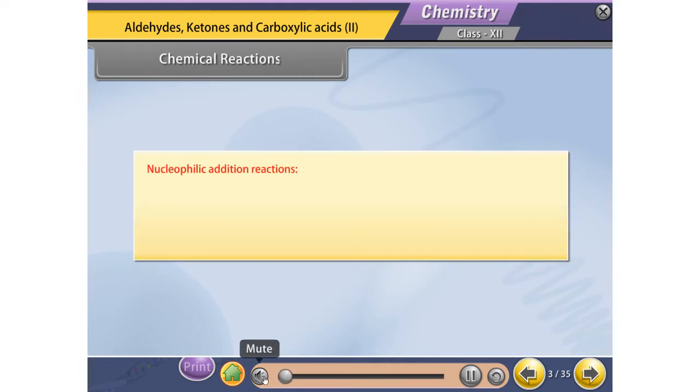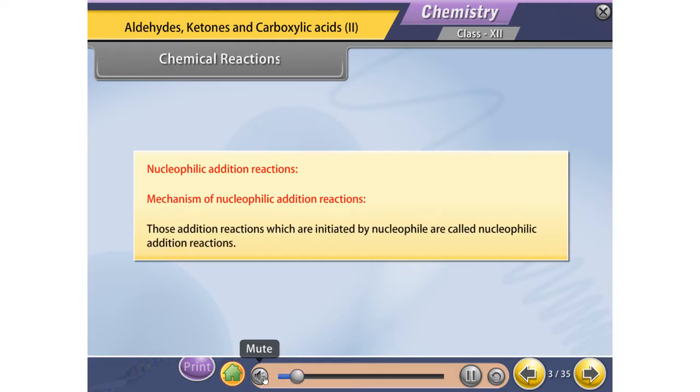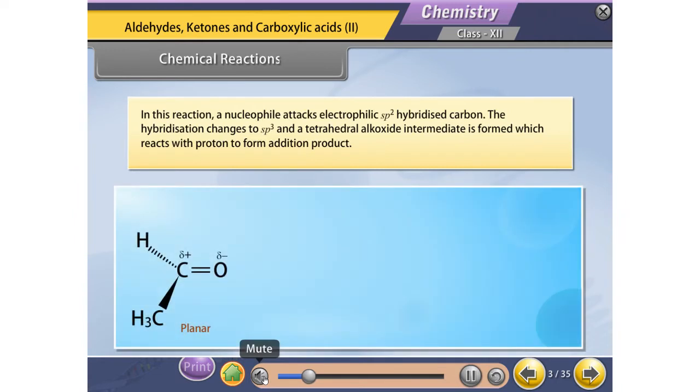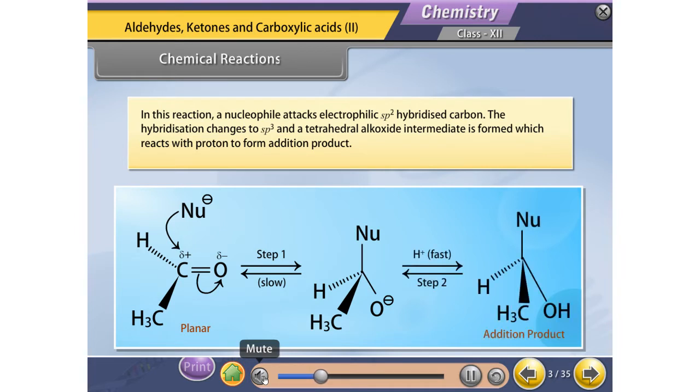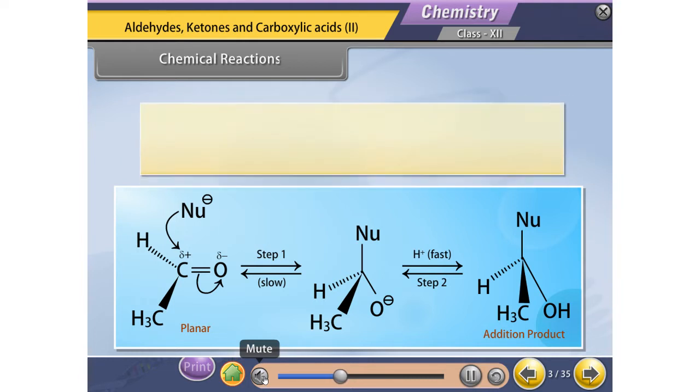Nucleophilic addition reactions. Mechanism of nucleophilic addition reactions. Those addition reactions which are initiated by a nucleophile are called nucleophilic addition reactions. In this reaction, a nucleophile attacks the electrophilic sp2 hybridized carbon. The hybridization changes to sp3 and a tetrahedral alkoxide intermediate is formed, which reacts with a proton to form the addition product.